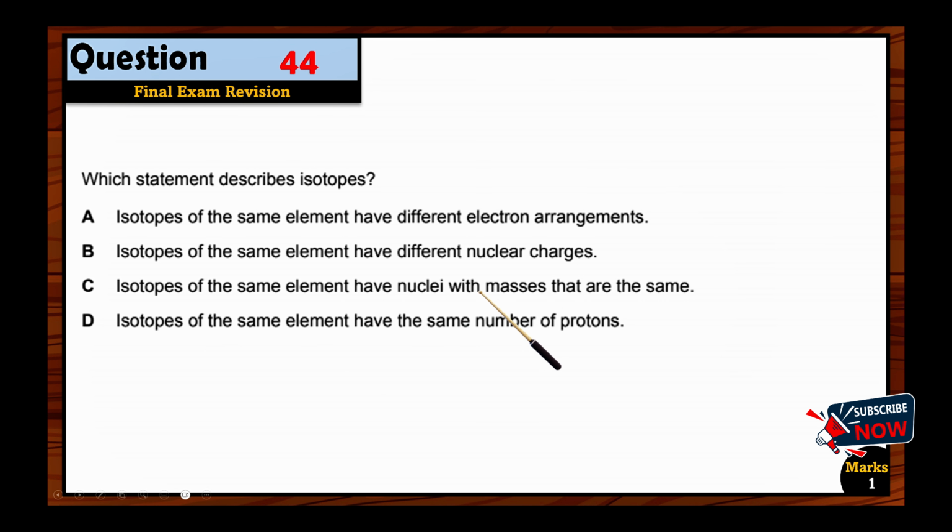Isotopes of the same element have nuclei with masses that are the same. That is wrong because the neutron number is different. When the neutron number is different, and neutrons are in the nucleus, the mass will be different. The atomic number will remain the same, but the mass number will be different. So now we are left with only option D. Option D is correct because isotopes of the same element have the same number of protons.